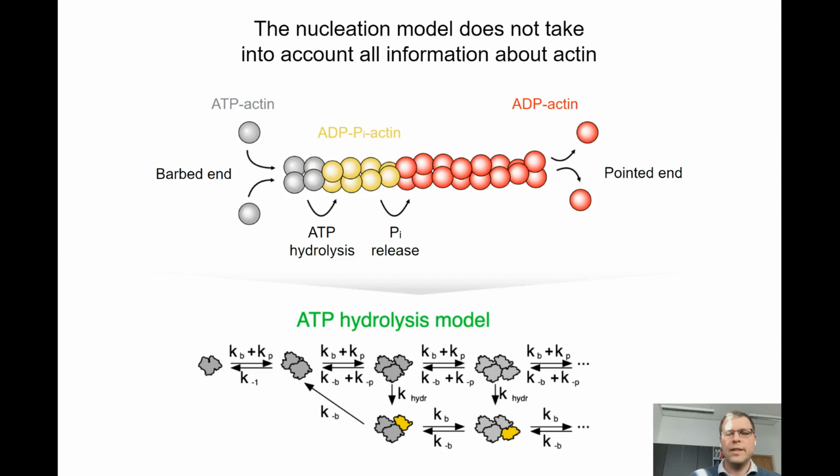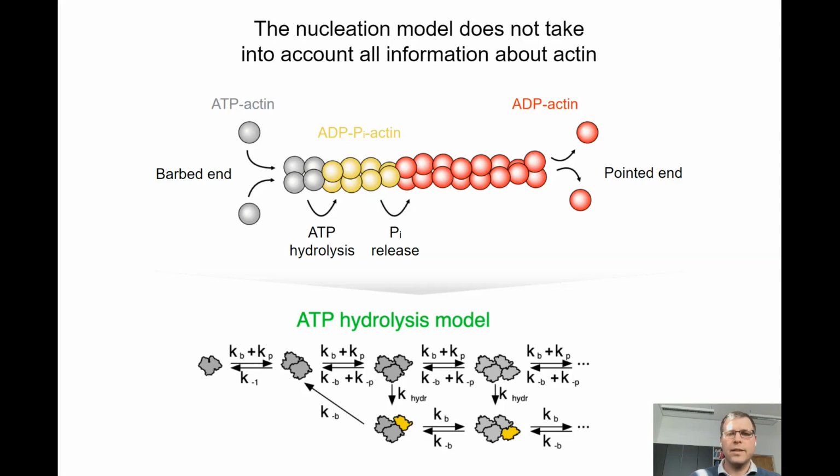And then I noticed that ADP-Pi actin has a really slowed down dissociation rate at the pointed end, which means that essentially if the final subunit at the pointed end hydrolyzes its ATP, it will stop depolymerizing from that end. So essentially I have a slow transition from this top equilibrium to the bottom equilibrium with different rate constants.